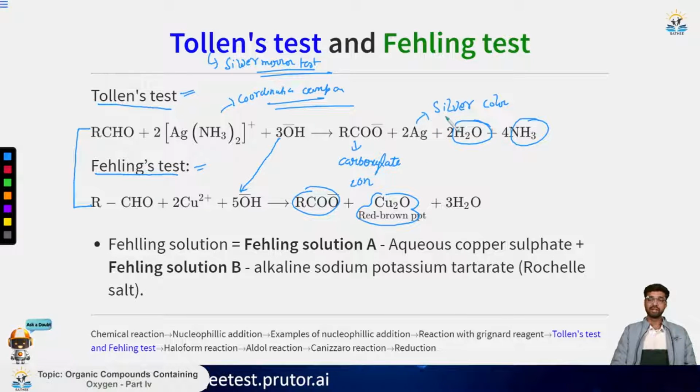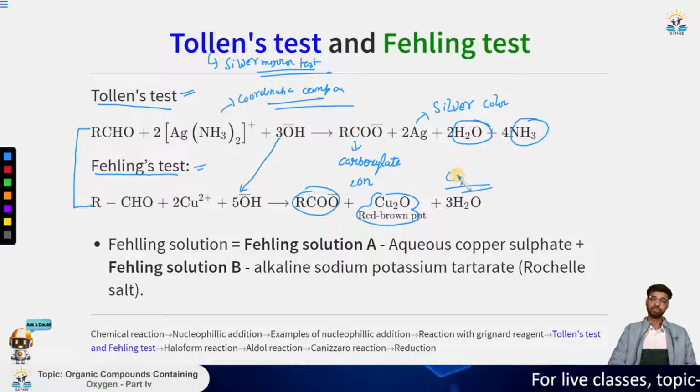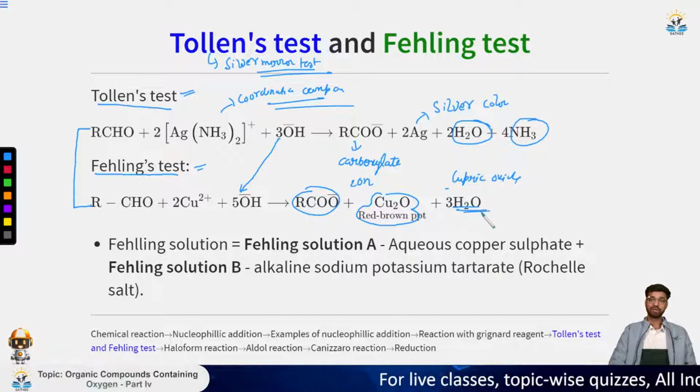So the first one is detected by silver color, the second one is detected by a red brown precipitate, that is cuprous oxide, plus 3 moles of water.